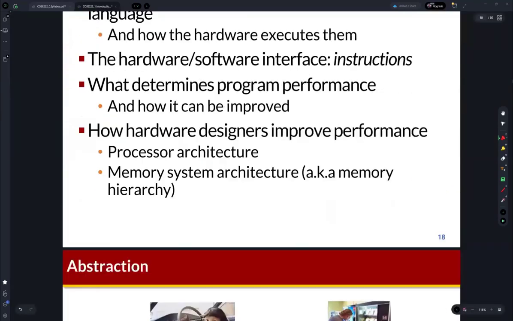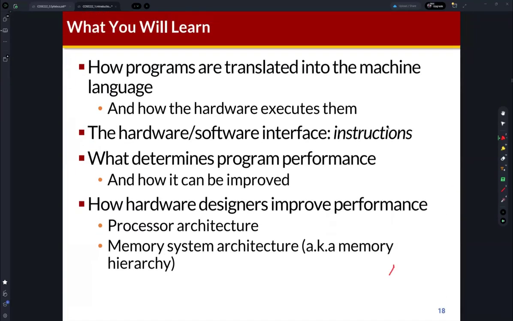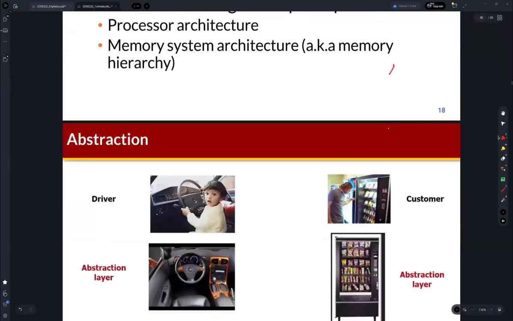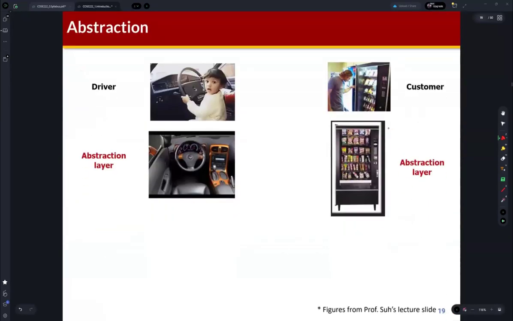Okay, so I already explained. I'll stop here, and in the next class we will learn about the very basic concepts in computer systems. Any questions?